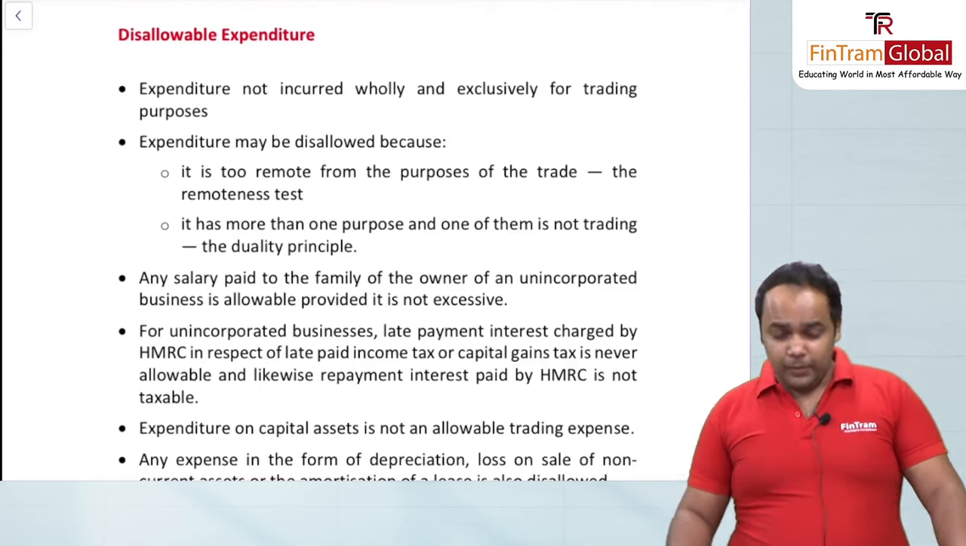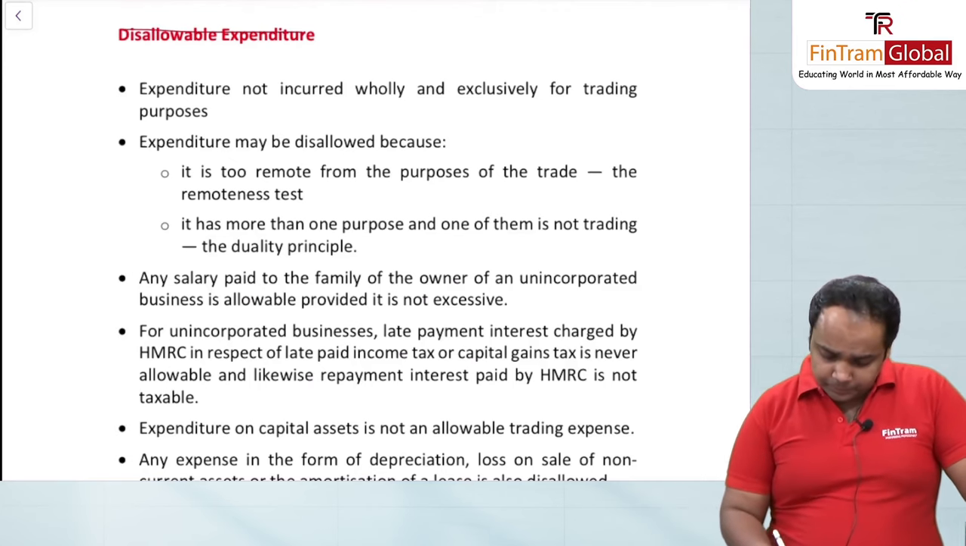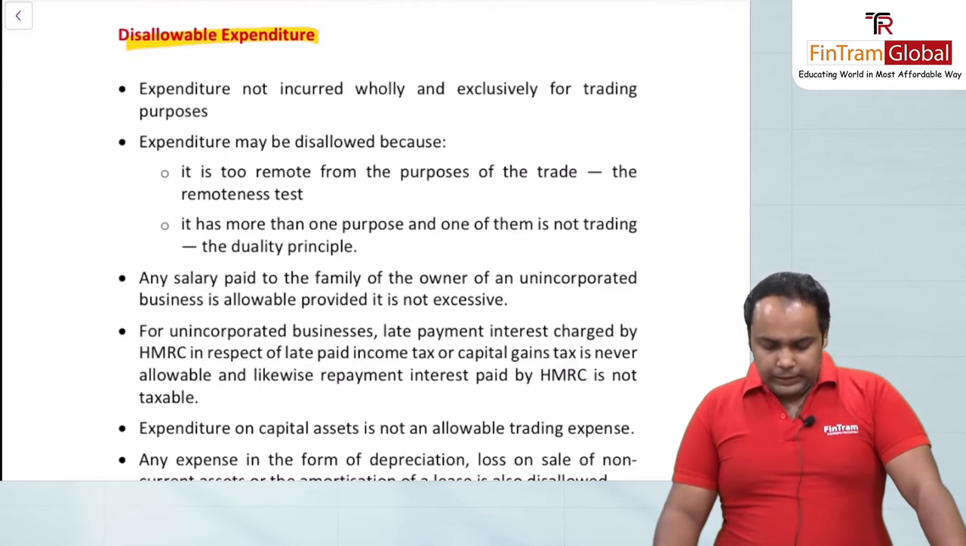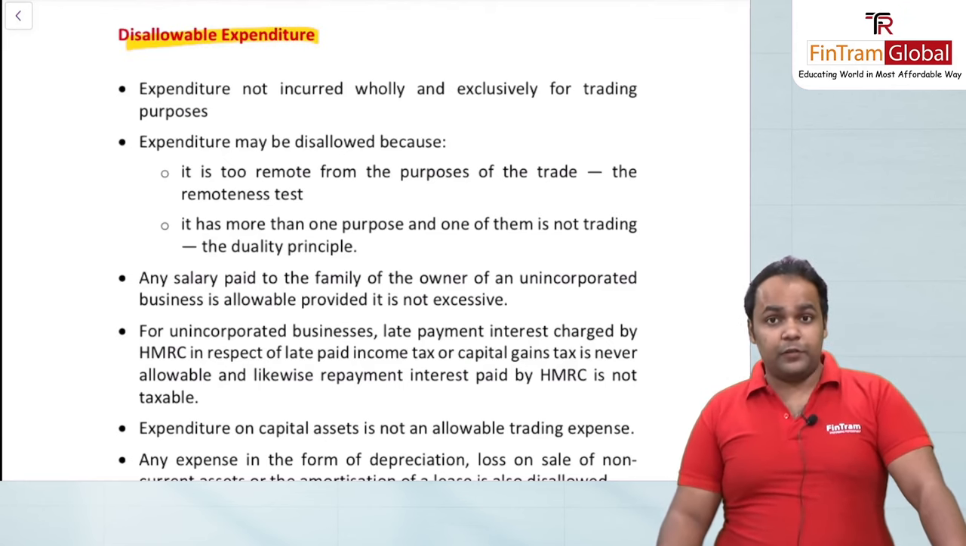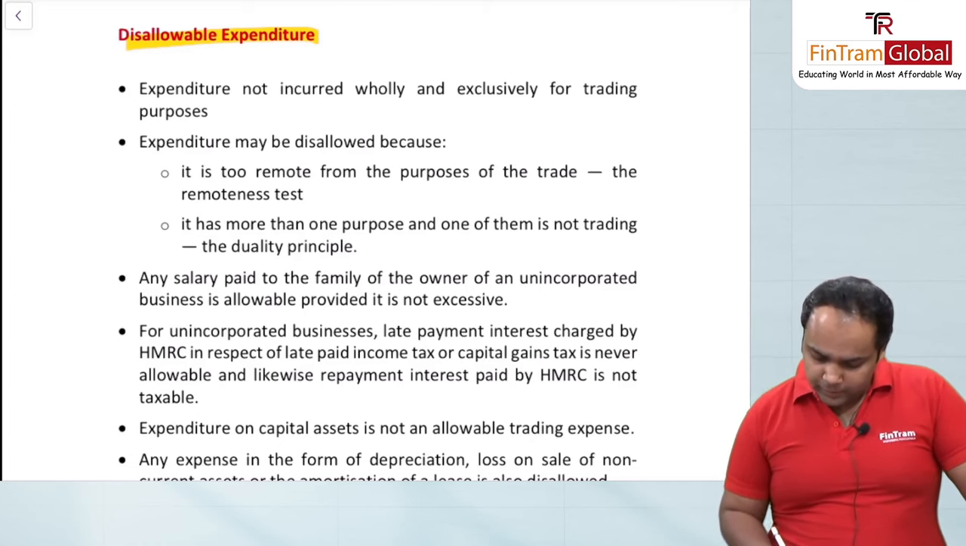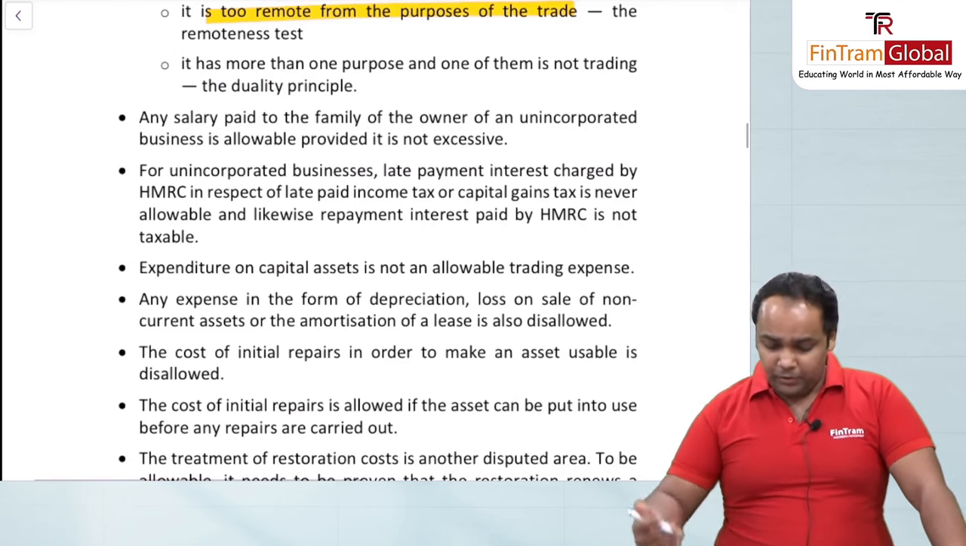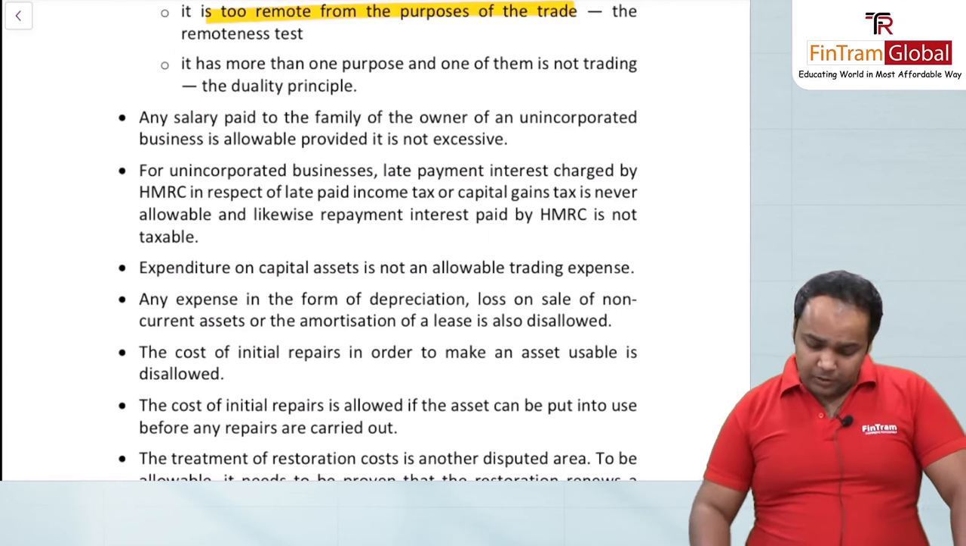So for disallowable expenditure, guys, expenditure which is not incurred wholly and exclusively for trading purposes will be disallowed. This may be because it's too remote for the purposes of trade or because it has more than one purpose and one of them is not trading.